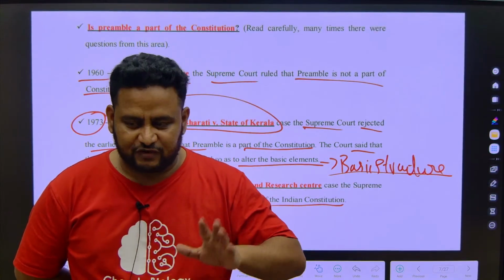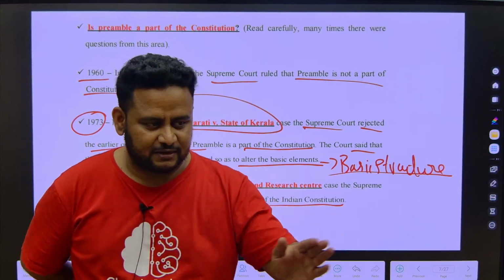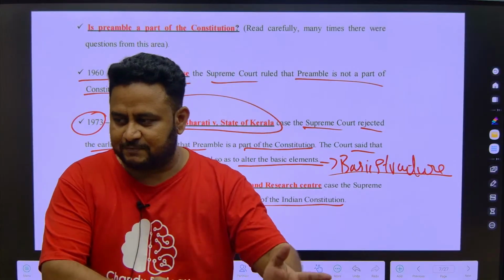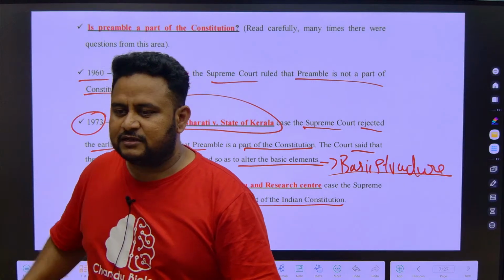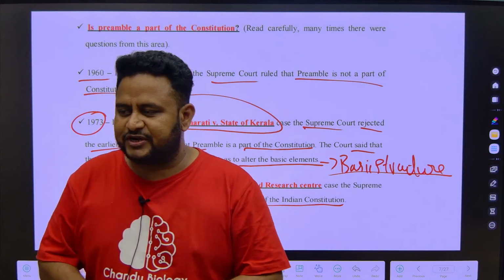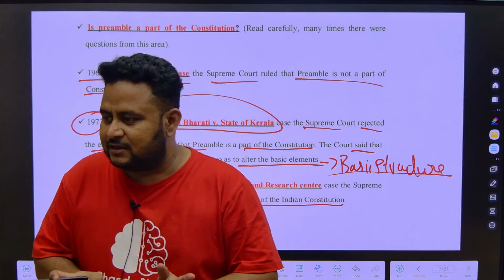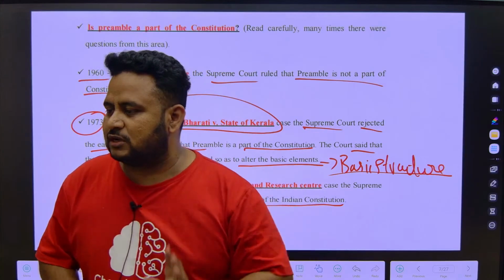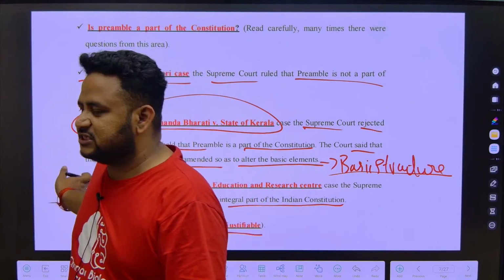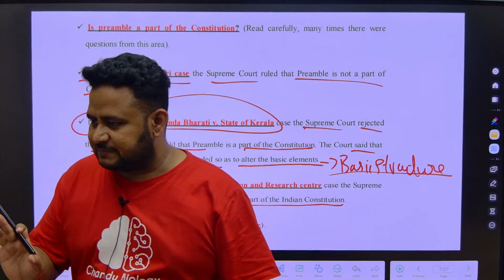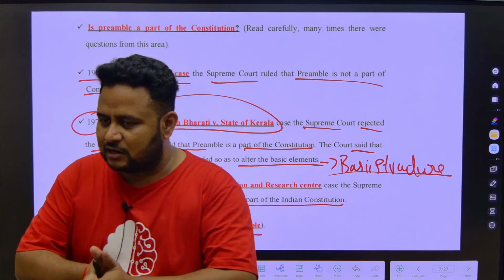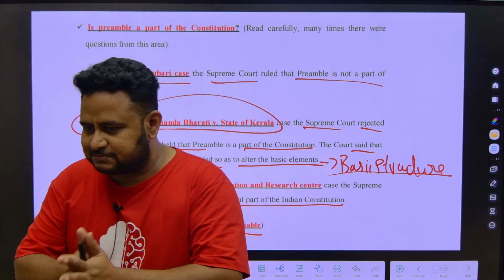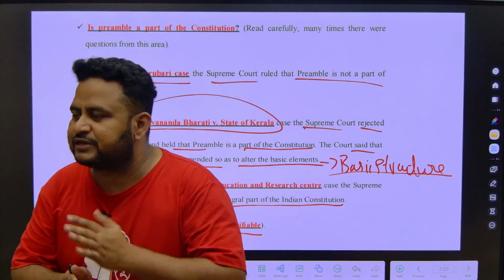That means what? Fundamental rights are justifiable. DPSPs are not justifiable. Okay. Similarly, whatever the objectives contained in the preamble, if there is some ambiguity or still it is not being implemented, you cannot go to the court. That means it is not justifiable. Justifiable means, you understood? Okay. If there is violation or if there is any lag or if there is any issue with respect to the objectives of the preamble, you cannot go to the court.